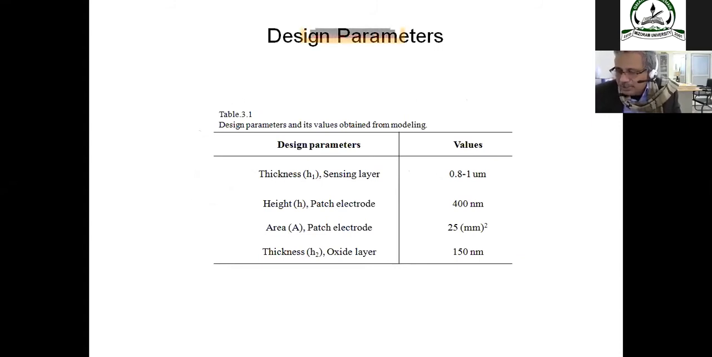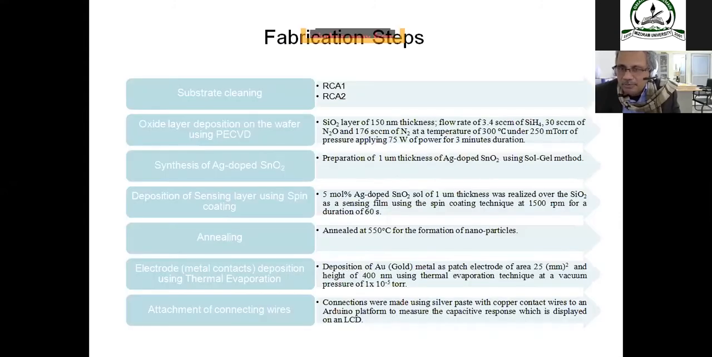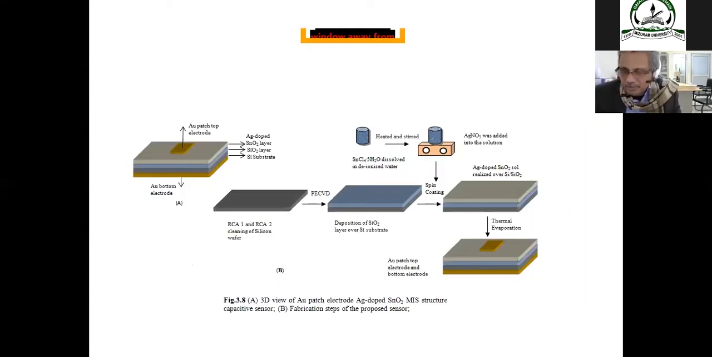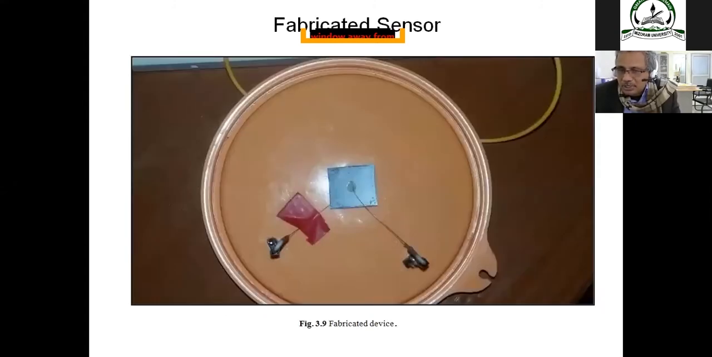So using this design formula, we have fabricated the sensor in our laboratory. This is the fabrication step used. We have fabricated in different steps, and we have used lithography, all these things. This is our fabricated sensor, and we have used a silicon substrate.